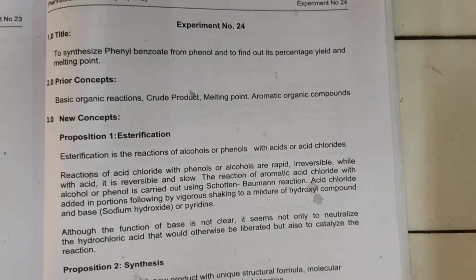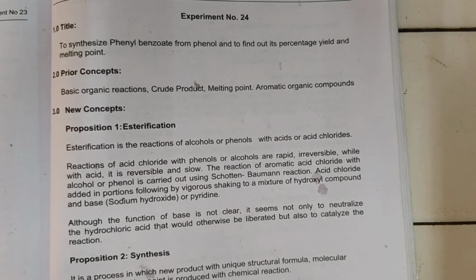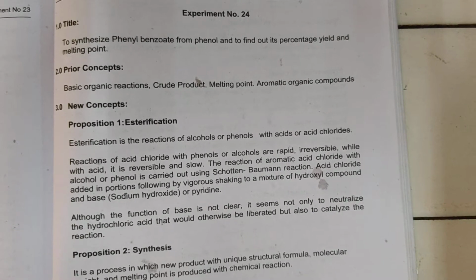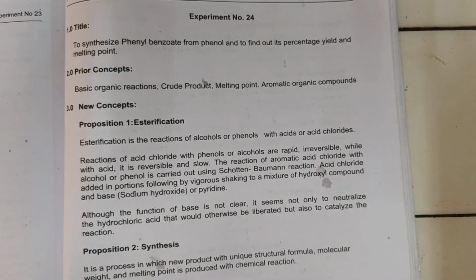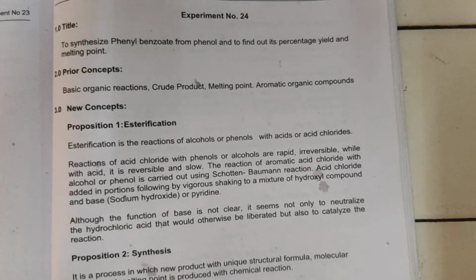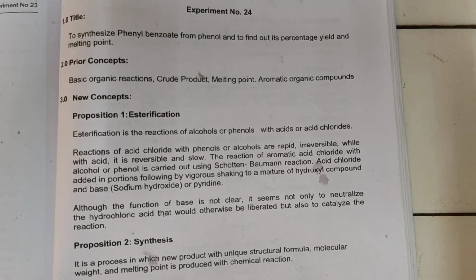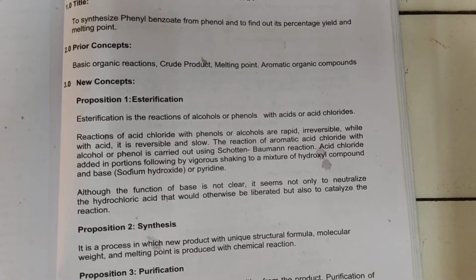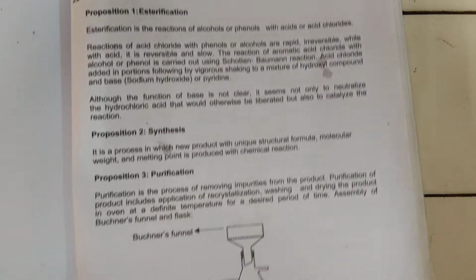This is experiment number 24, synthesis. The aim of the experiment is to synthesize phenyl benzoate from phenol and to find out its percentage yield and melting point. The principle involved in the synthesis is esterification.